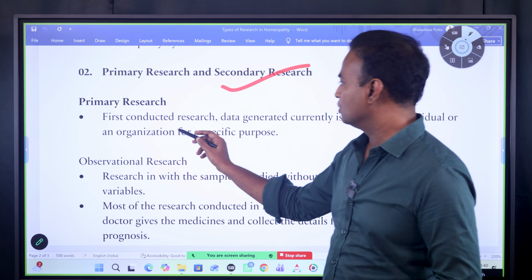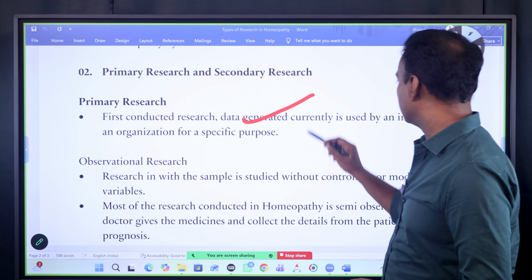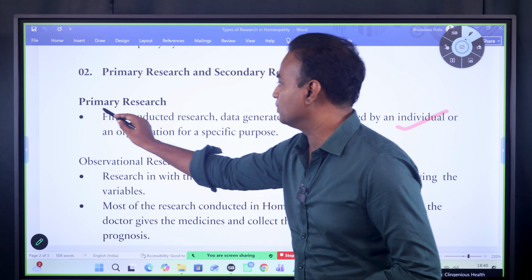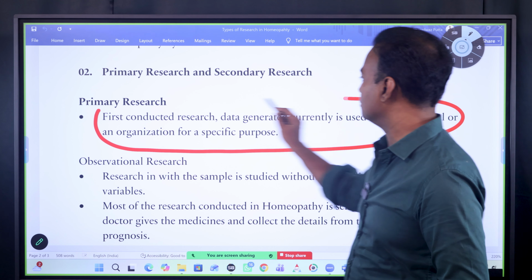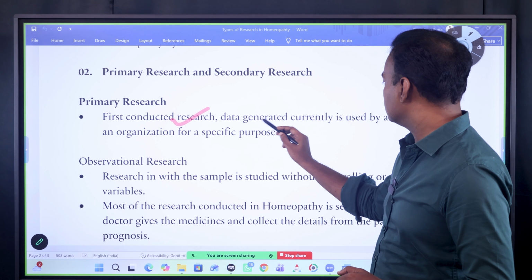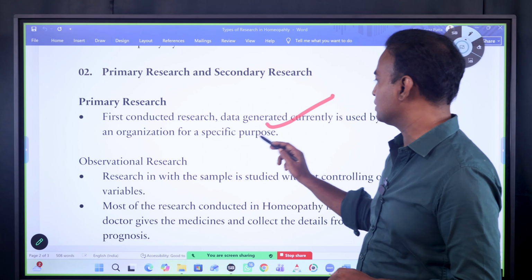What is primary research? This is a first conducted research, or data generated currently used by the individuals or organization for a specific purpose. So all these terms are important. This is the first conducted research. Data generated currently is used by individuals or organizations for the specific purpose.